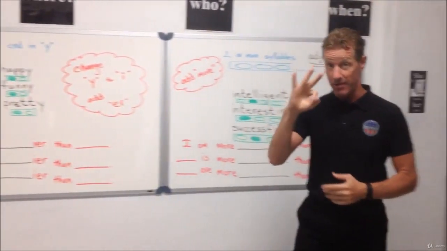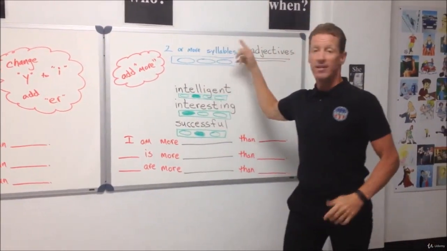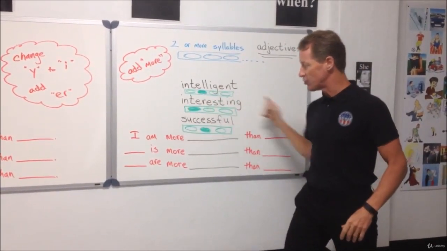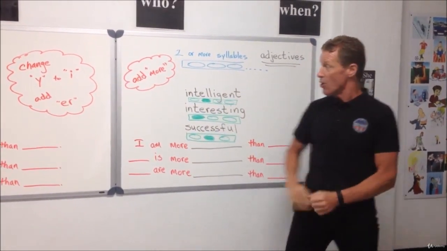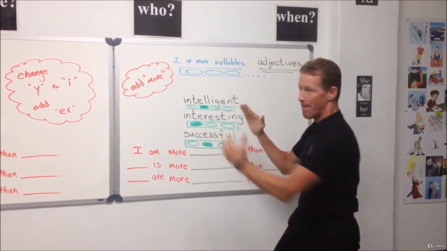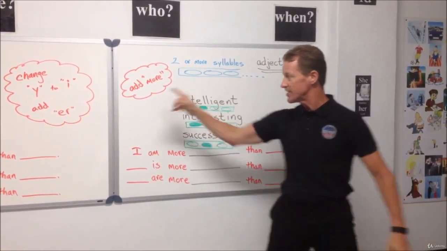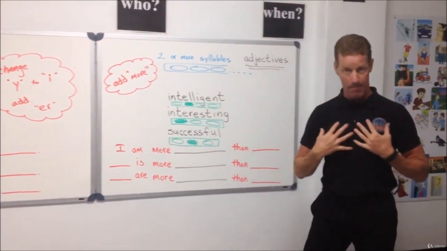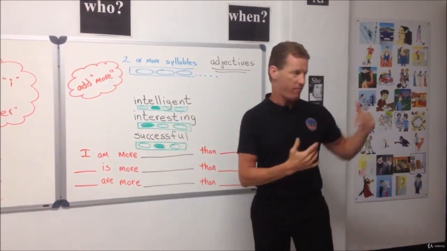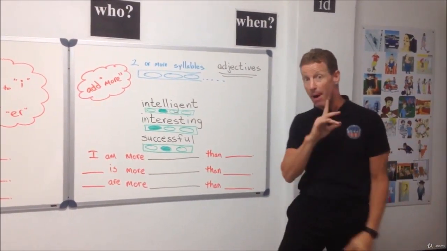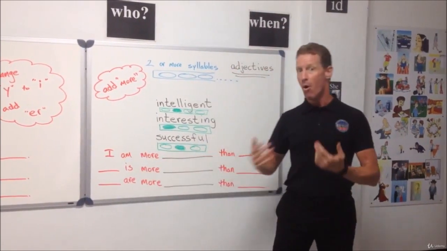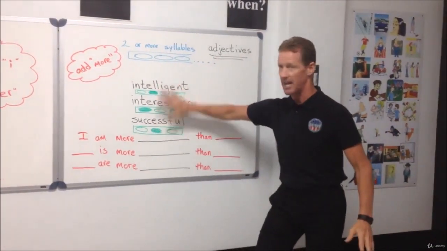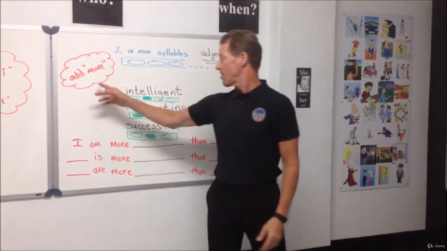Last category, third category, 2 or more syllables. For example, intelligent, interesting, successful. Okay. We don't change big adjectives. We just add more. For example, I am intelligent. My friend is intelligent. But I am more intelligent than my friend. Don't change the adjective. Okay.